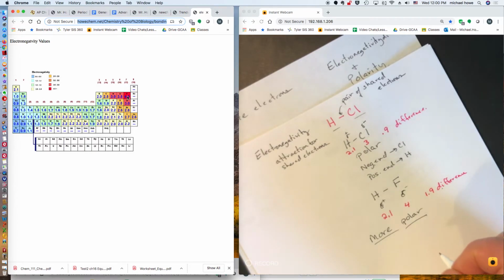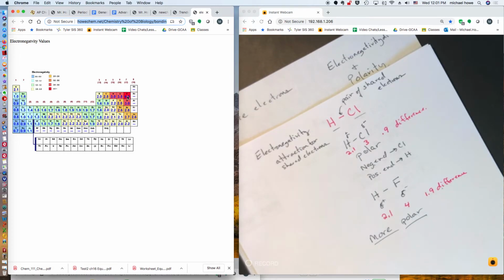All right, so that means that affects their properties. It gives them a bigger boiling point, a bigger melting point. If they were drops, remember the drops on a penny? The one that's more polar will be able to pile on more drops. Okay, so that's the background.